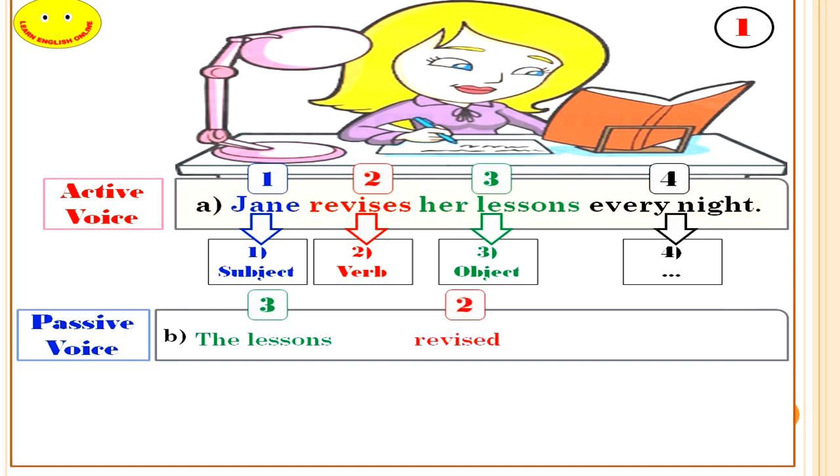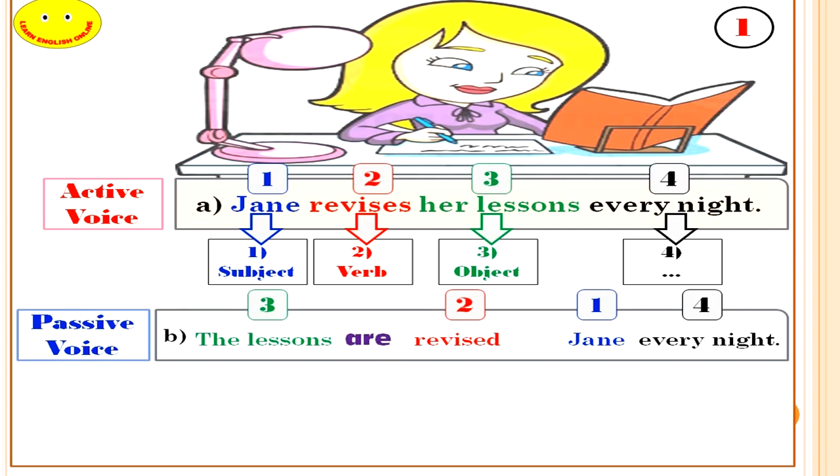Then part number 2, revises, or the correct answer here is revised. Don't worry about this change. We're going to talk about it later. Next is part number 1, Jane. And finally, part number 4, every night. So the sentence now is: the lessons revised Jane every night. Do you think that this is a correct sentence? Of course not. Well, there are 2 missing words. Can you guess the first one?